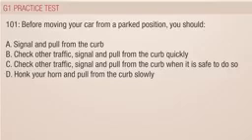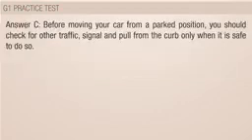Question 101. Before moving your car from a parked position, you should A. Signal and pull from the curb. B. Check other traffic, signal and pull from the curb quickly. C. Check other traffic, signal and pull from the curb when it is safe to do so. D. Honk your horn and pull from the curb slowly. Answer C. Before moving your car from a parked position, you should check for other traffic, signal and pull from the curb only when it is safe to do so.